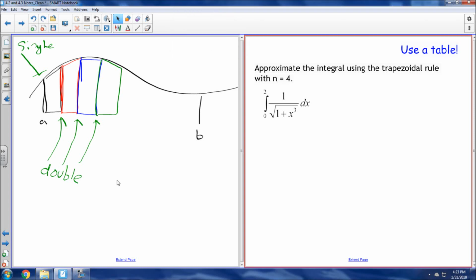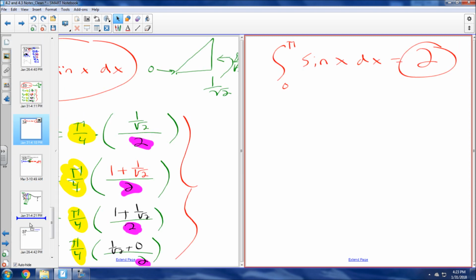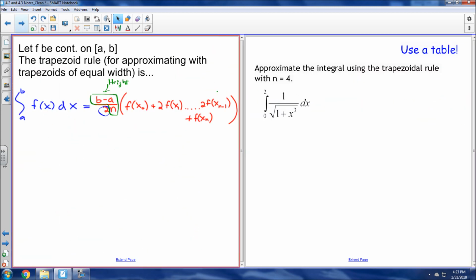All right, so part 2 of the trapezoidal rule, continuing on that. So let's think about this for a second. Here's the rule. And here we want to approximate this integral using the trapezoid rule.